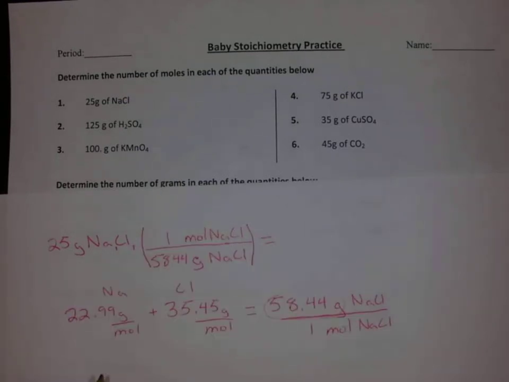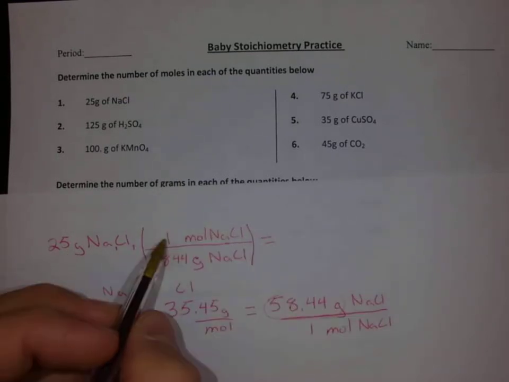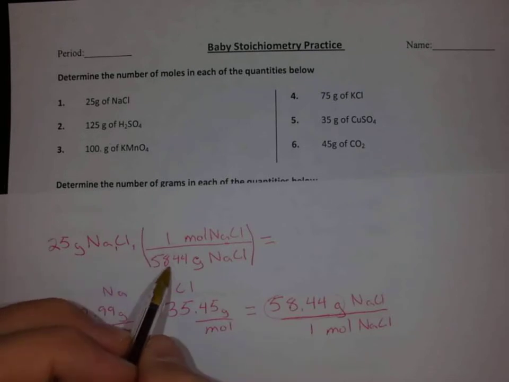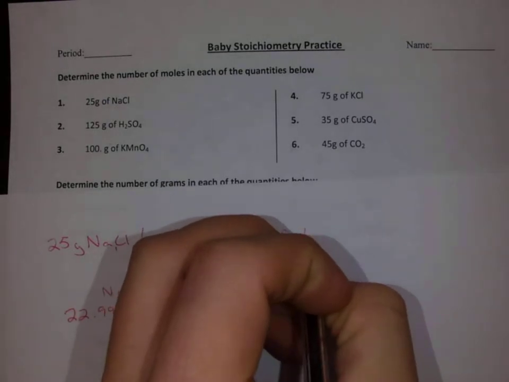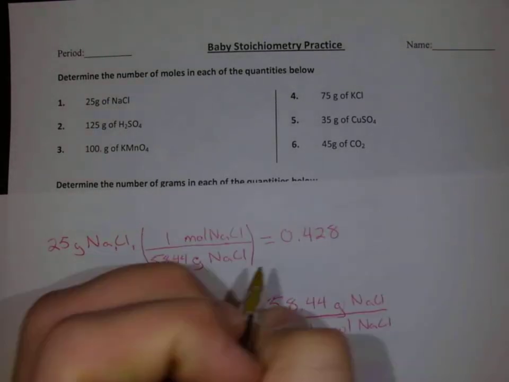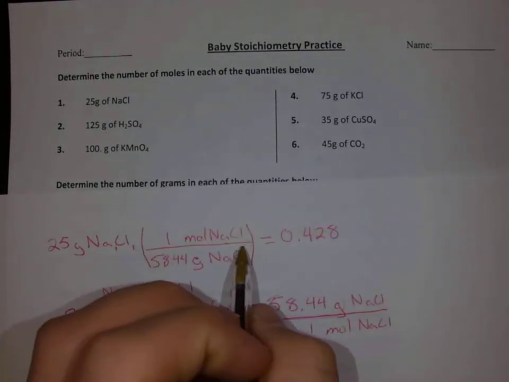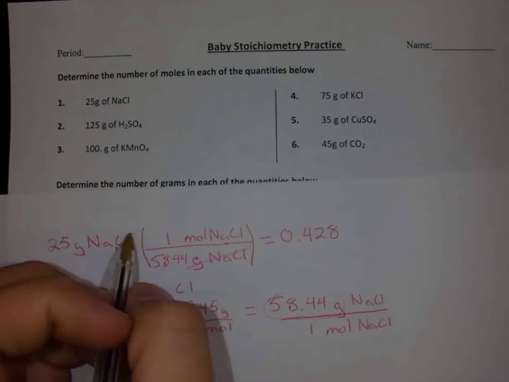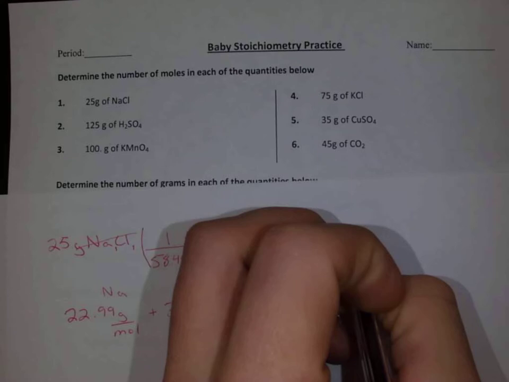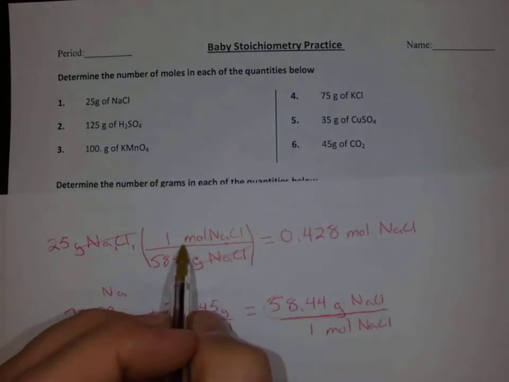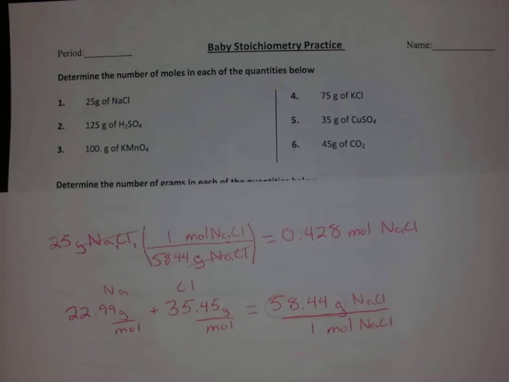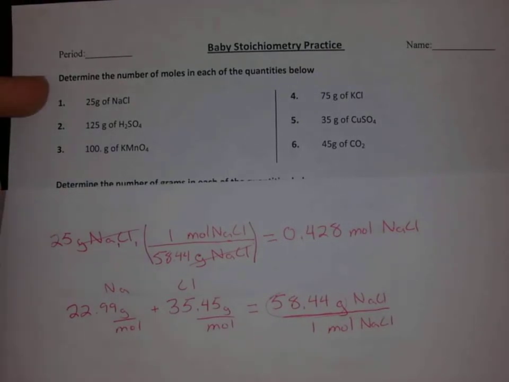So what I'm going to have to do is 25 times 1, which I don't really care about, and then divide by 58.44. If I do that, I should get 0.428. And then I have to look at my units. I'm going to say, okay, that grams of NaCl is canceling with that grams of NaCl, and what I'm going to have left over is 0.428 moles of NaCl, because I've got my moles of NaCl left over. Okay? So there's that first question.